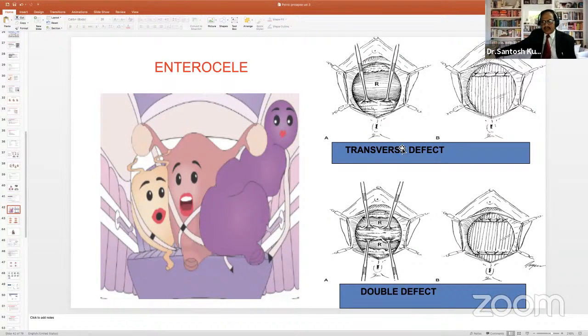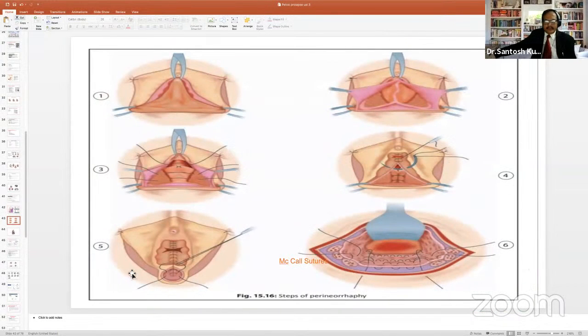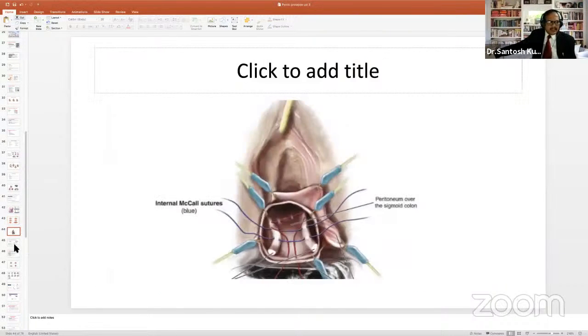These are the various ways of operating. You can do a transverse incision, and after plication you can close in a transverse manner. This is another picture which is showing repair of perineum. This is another picture.